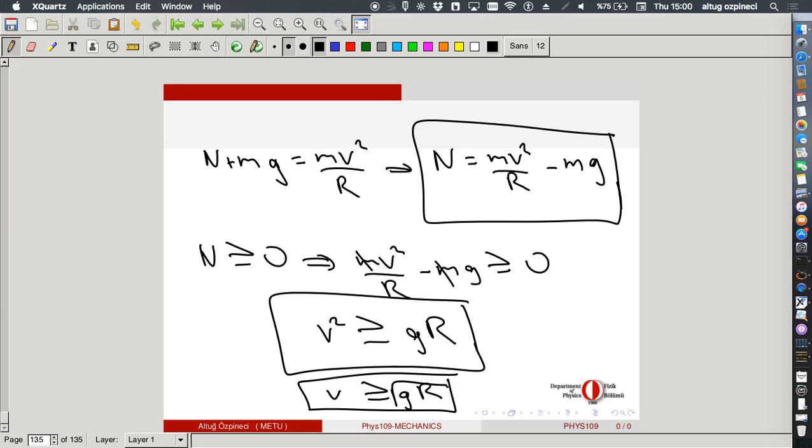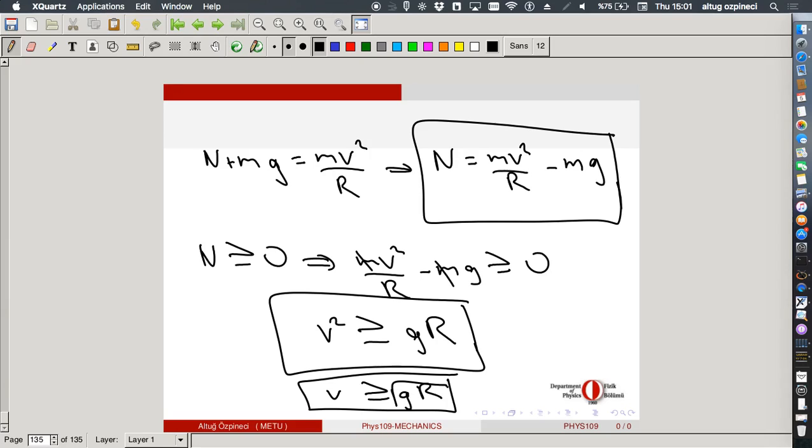Now, other questions on this example? What if it was reversed? What if instead of the object going upside down, it went over a hill and we wanted to prevent it from flying off the hill? Okay.